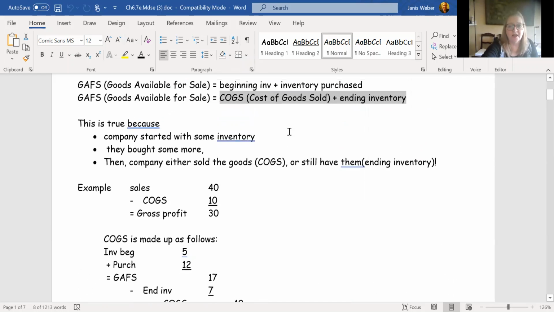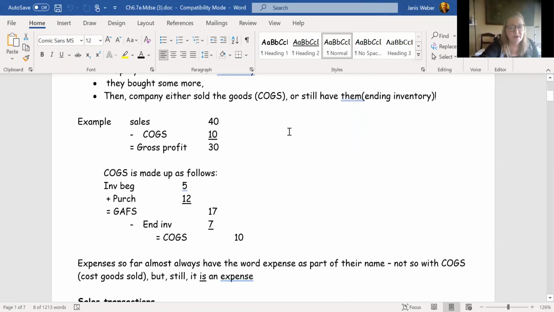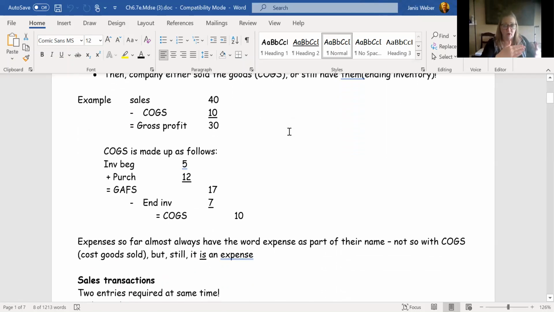Sometimes I just say GAFS for goods available for sale. Sometimes I say COGS for cost of goods sold. I think you'll get used to those pretty soon, but a lot of times I'll just have the initials there and I'm saying the actual phrase, because it's a lot easier to write COGS than it is to write cost of goods sold. But anyway, if you have sales of any number and you know the cost of goods sold, you can tell me what the gross profit is.